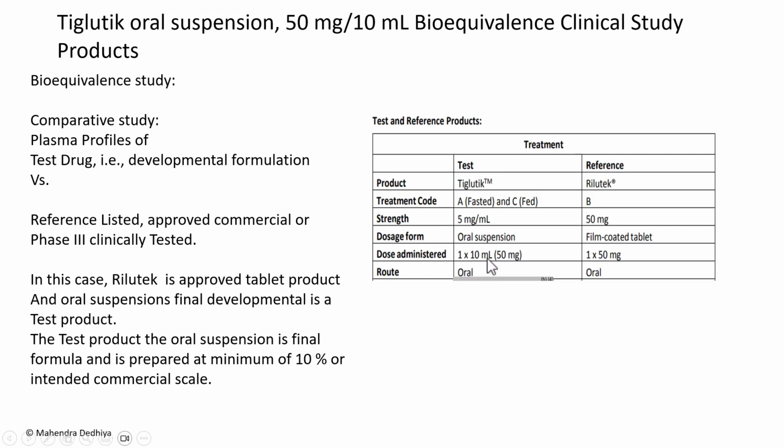The dose administered is exactly the same, 50 milligram in both. The route is exactly the same, oral. In this case, A, B, and C are as designated. A is fasted state. C is a conventional fed state. We want to make sure the suspension behaves similarly as compared to the reference product both when administered with or without food.